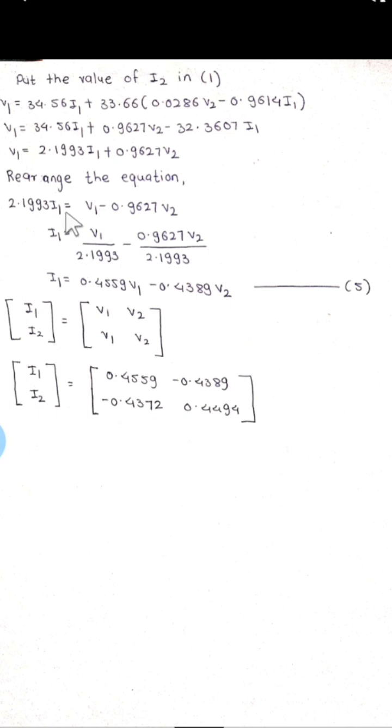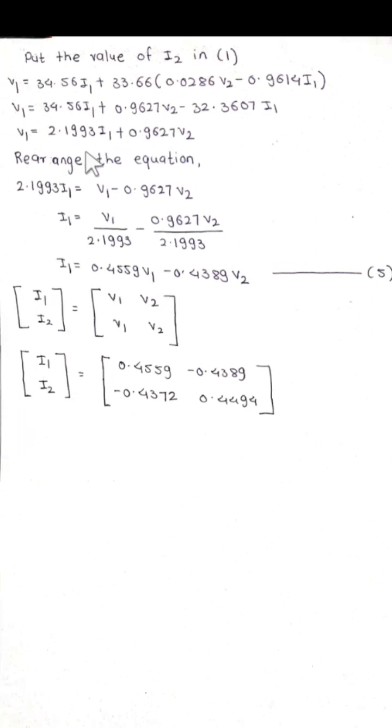Then we get V1 is equal to 34.56 I1 plus 33.66. We put here the I2 value. By simplifying this, we get the equation for V1, that is V1 is equal to 2.1993 I1 plus 0.9627 V2. Now we rearrange this equation for finding the value of I1.